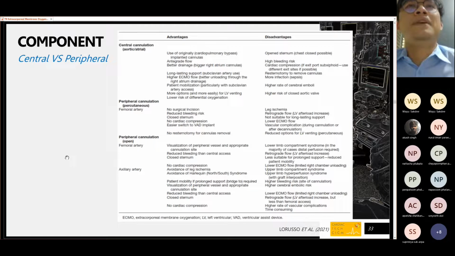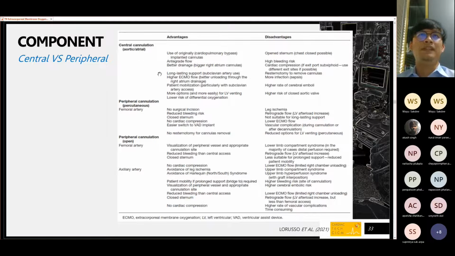All right, we have talked about VP ECMO and configurations for the patients. So another thing that we need to know is how central cannulation and peripheral cannulation differ. Here is the summary of the advantages and disadvantages of each of them.